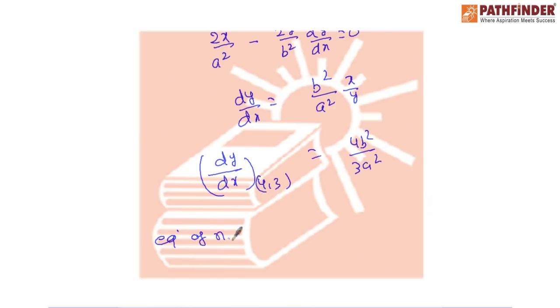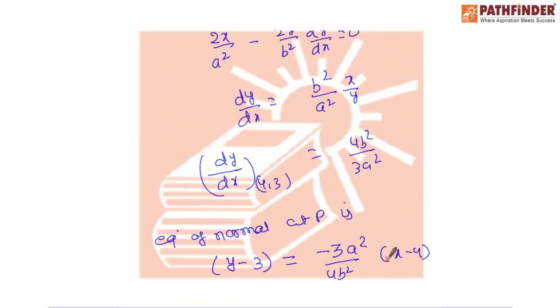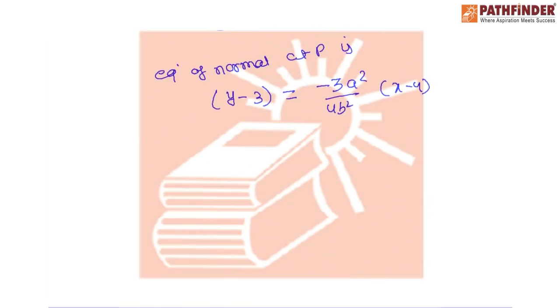So the equation of the normal at P is y − 3 = −(3a²/4b²)(x − 4), or 4b²y + 3a²x = 12(a² + b²).